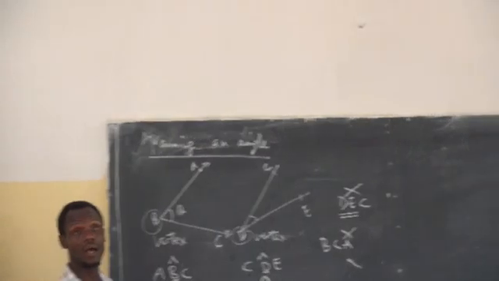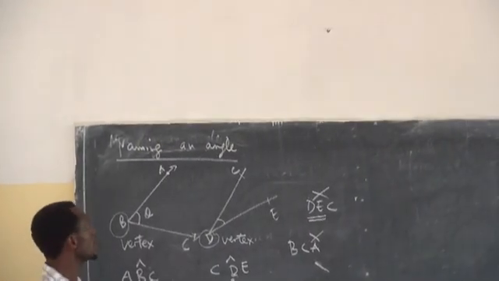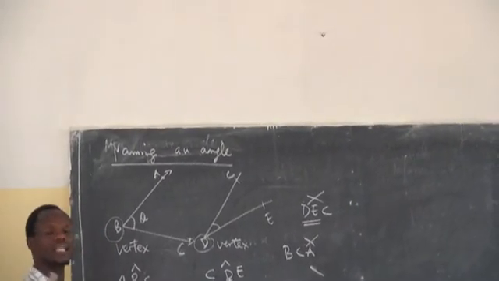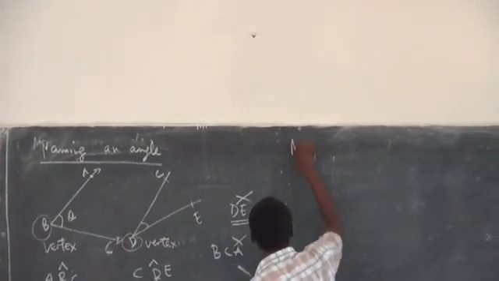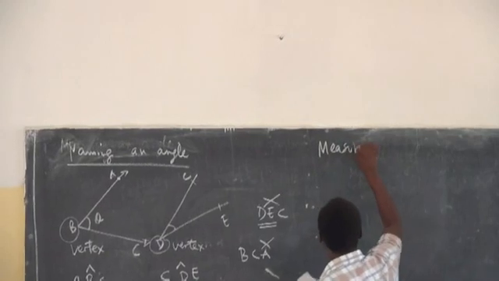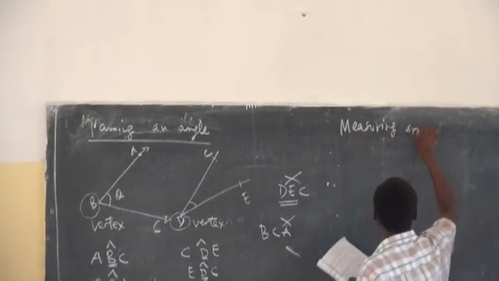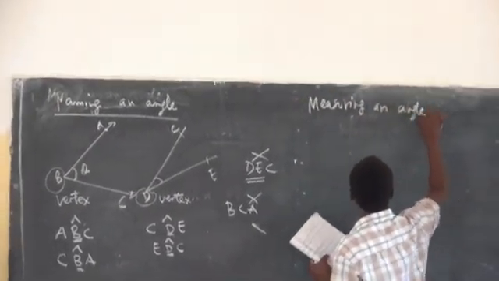Are you together? Have I made myself clear? Yes. Now that was the second part in learning geometry. But the third part, we call it measuring an angle.